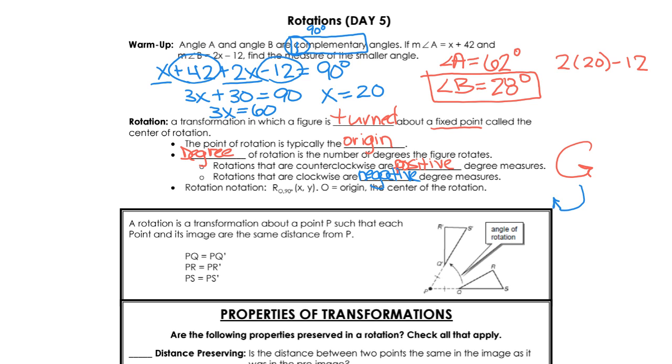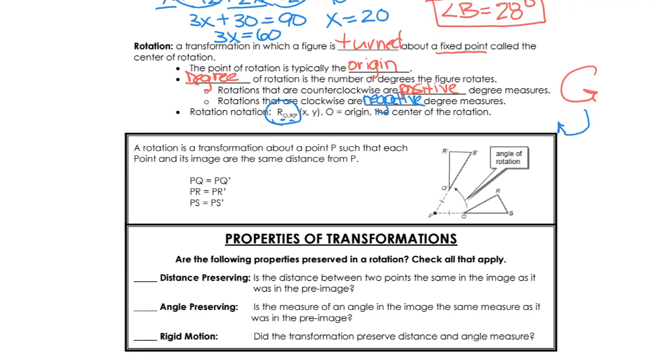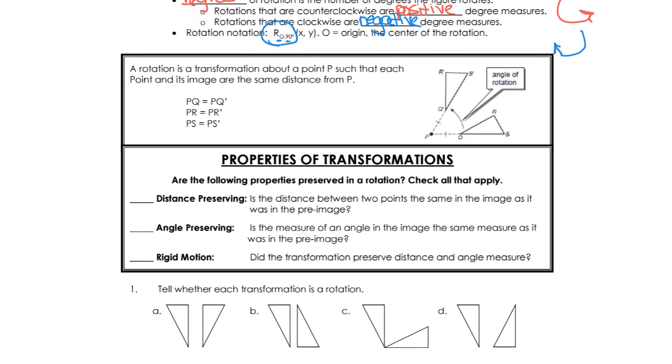Rotation notation. We've talked about this before, but they use the capital R. The O is the origin, and then the number of degrees goes second. Okay. All right. We'll slide down. There's a little picture of a rotation. You can see that we have an original triangle called QRS. Okay. We have the point of rotation, or the center of the rotation, and we are rotating in a counterclockwise manner, and so that would be positive degrees.